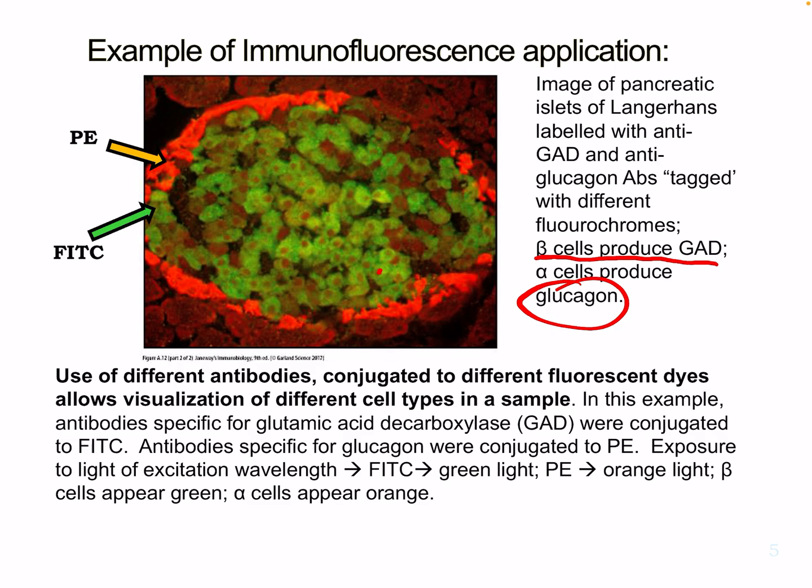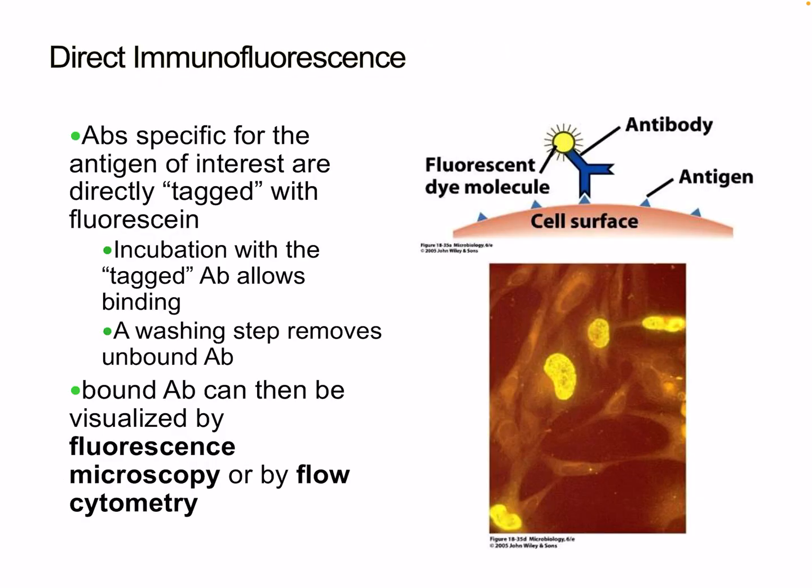In this example, antibodies specific for glutamic acid decarboxylase, or GAD, were conjugated to FITC. Antibodies specific for glucagon were conjugated to PE. On exposure to light of the excitation wavelength, the FITC gives a green light and PE gives orange light. The beta cells appear green and the alpha cells appear orange. So you get that bright orange, and green on the inside.